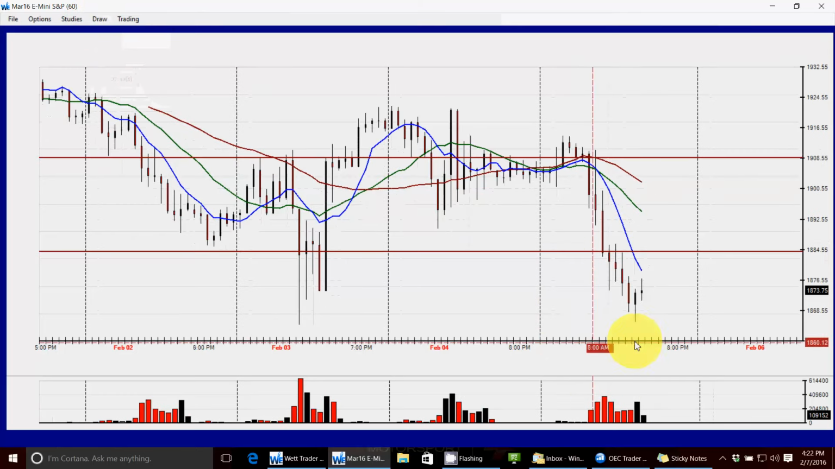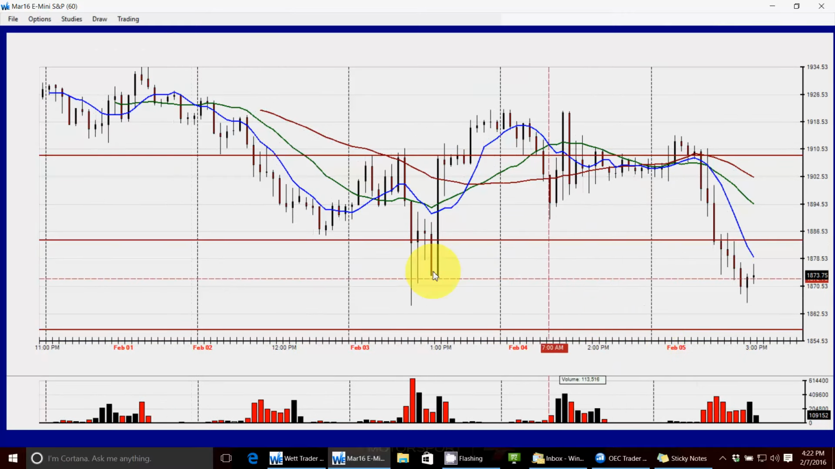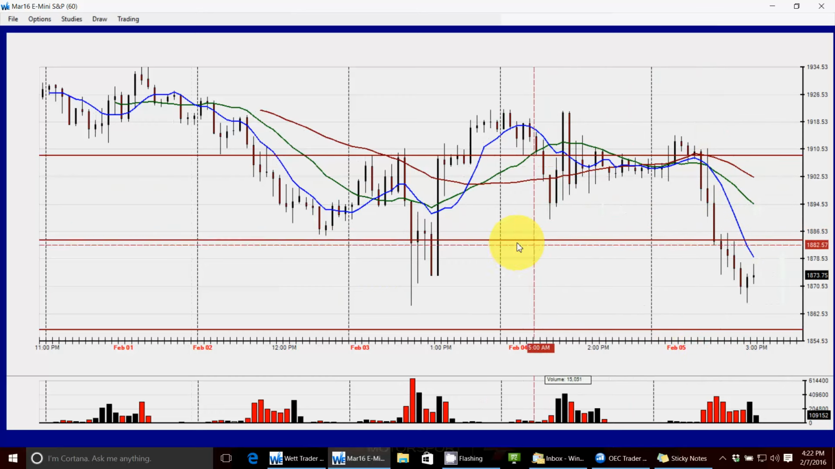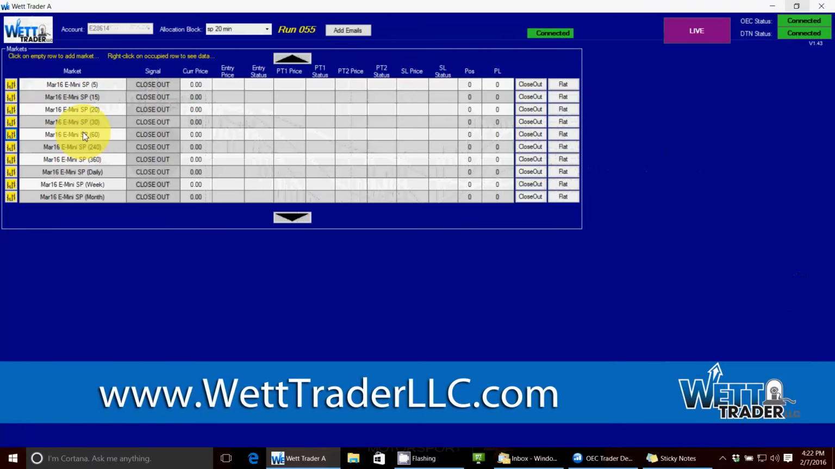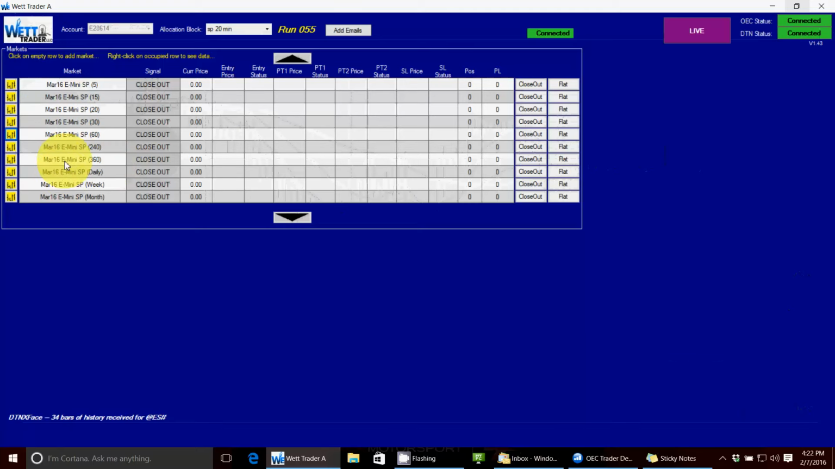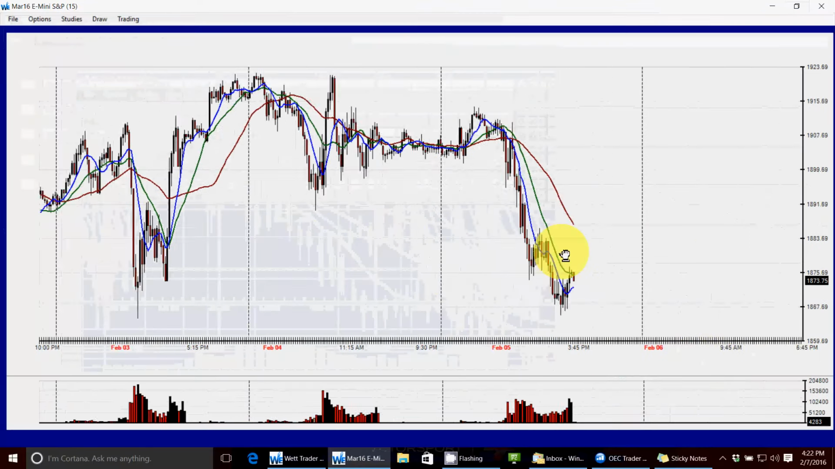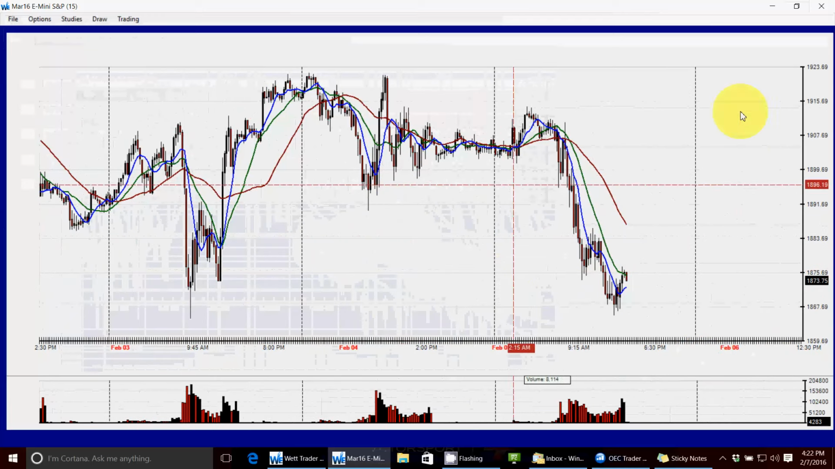I don't think I have enough. This is the 60-minute. So this is a good area, support and resistance right in through here. So support and resistance levels on www.wetttraderllc.com, you can find them on any time frame. This is the time frame. You can clearly see some support resistance areas here.